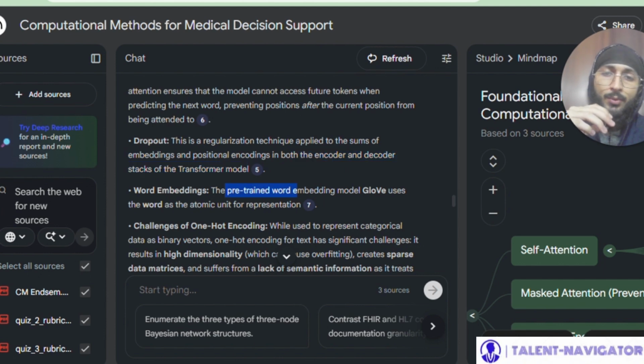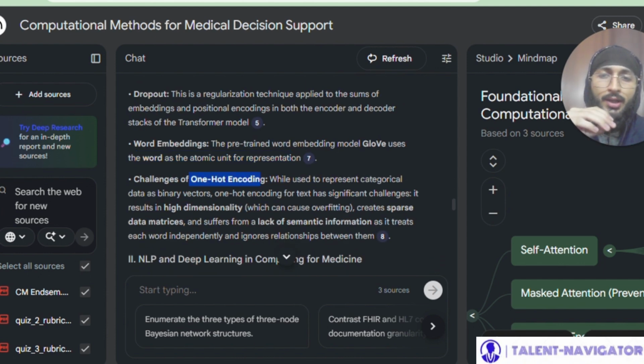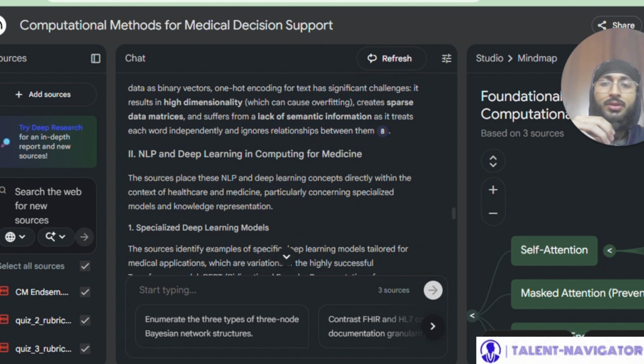Word embeddings. The pre-trained word embedding model, GloVe, uses the word as the atomic unit for representation. Challenges of one-hot encoding: while used to represent categorical data as binary vectors, one-hot encoding for text has significant challenges. It results in high dimensionality, which can cause overfitting, creates sparse data matrices, and suffers from a lack of semantic information as it treats each word independently and ignores relationships between them. So the sources place these NLP and deep learning concepts directly within the context of healthcare and medicine, particularly concerning the specialized models and knowledge representation.